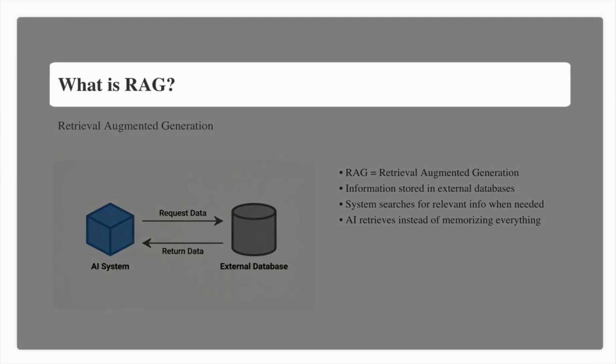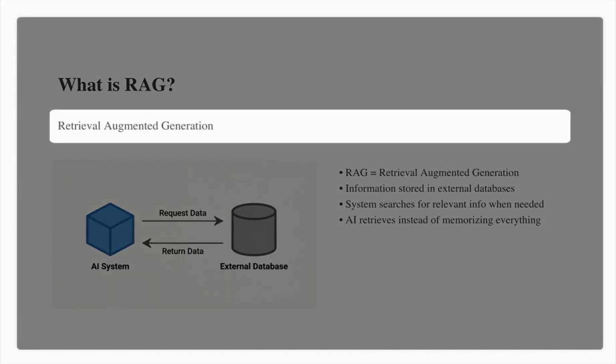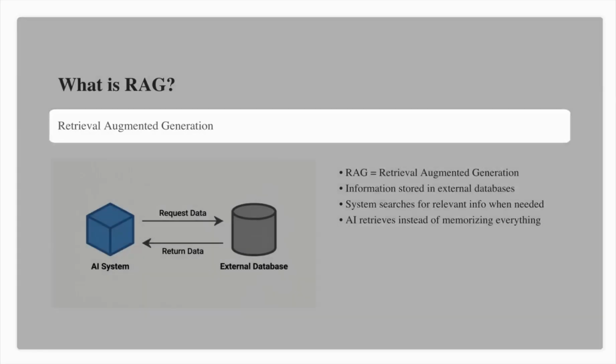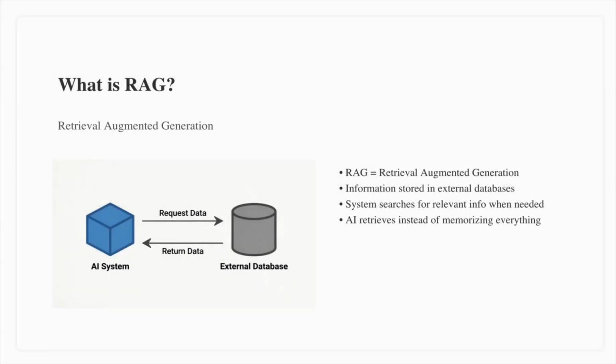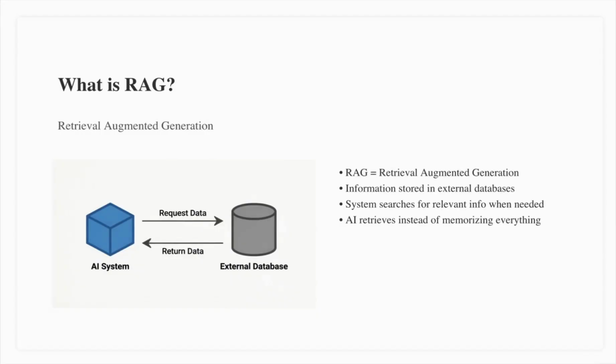So, RAG stands for Retrieval Augmented Generation, which is our solution to the cataloging problem we just discussed. Let's break down what this means. Retrieval Augmented Generation combines two key processes: retrieving relevant data from external sources and generating responses using that information. This diagram shows how RAG works. When a question is asked, the system searches databases for relevant information before generating an answer.